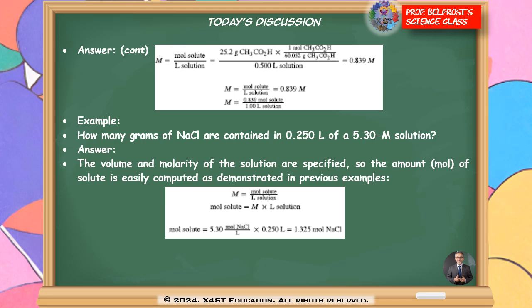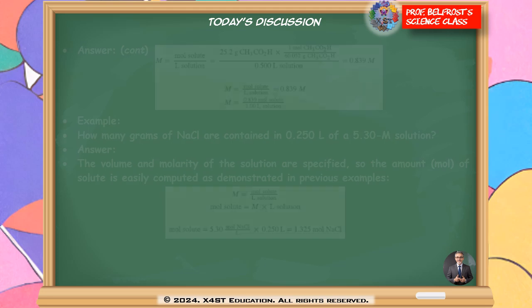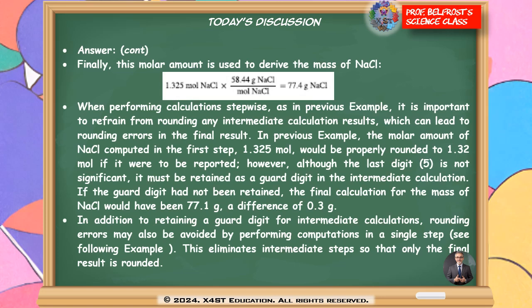For the next example, I want you to read it by yourself. How many grams? It's the same way. First, find how many moles, which gives us 1.325 moles. The mass is then found by multiplying by the molar mass, which gives us 77.4 grams of table salt.